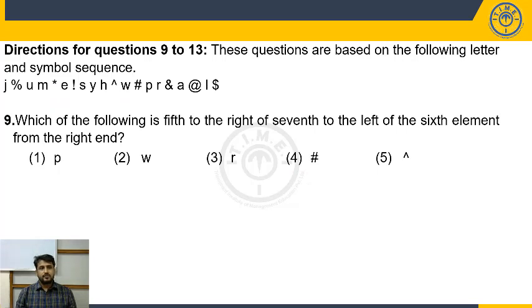These questions are based on the following letter and symbol sequence. So we have been given a sequence, followed by five questions, and these are very easy questions. We know that. Now, what is the question asked?